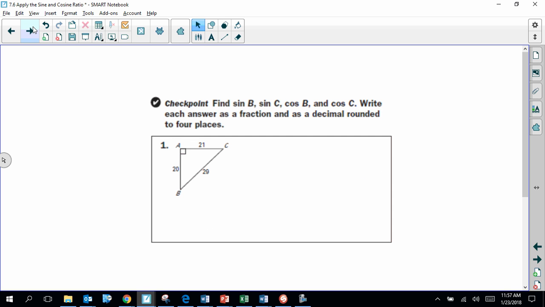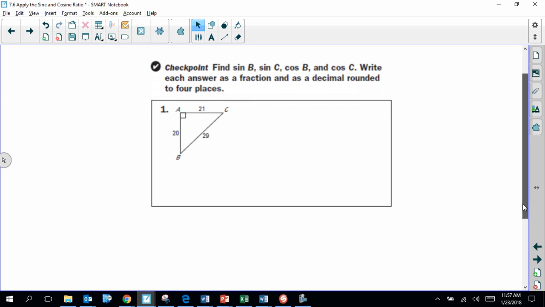Here, it's asking you to find all 4 ratios: sine for B and C, and cosine for B and C. So go ahead and pause the video and find the 4 ratios here. And when you're done, go ahead and hit play. Come back and compare your answer with mine.